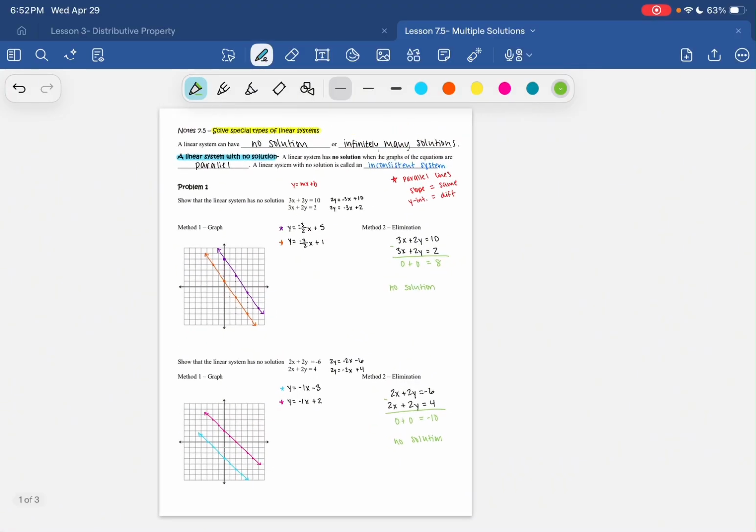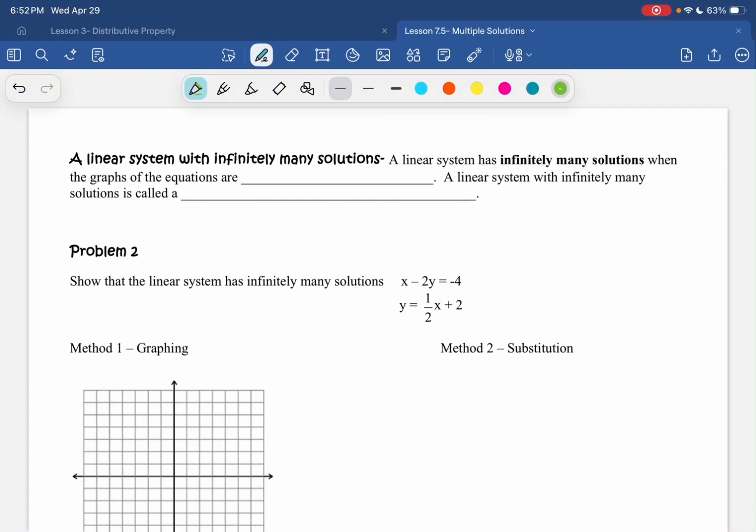All right, let's flip to the next page. All right, so now we are going to do linear systems with infinitely many solutions, right? We just got done doing a linear system with parallel lines, sorry, with no solution. Now we're going to do the same line that has infinitely many solutions. So, a linear system has infinitely many solutions when the graphs of the equations are, what do you think? Did you guess the same? You would be correct. Let's put, the same line.